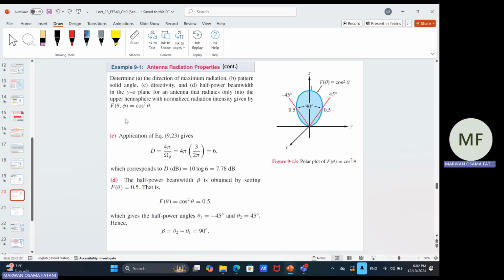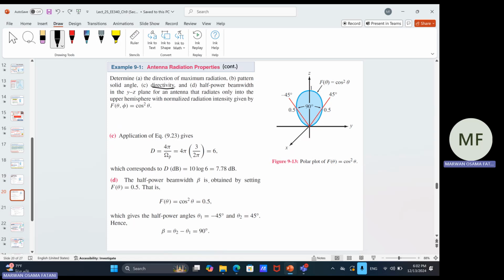Now, continuing, we have C. We are trying to find right now the directivity. The directivity, which we found the formula for before, is 4 pi over the solid pattern. We already found the solid pattern from the previous slide as 2 pi over 3, so we just substitute the values. Extremely simple, and we can find our directivity as 6. But if you remember, we said we show directivity in decibels. So we are going to multiply by 10 log 6, and that is our directivity, 7.78 decibels.